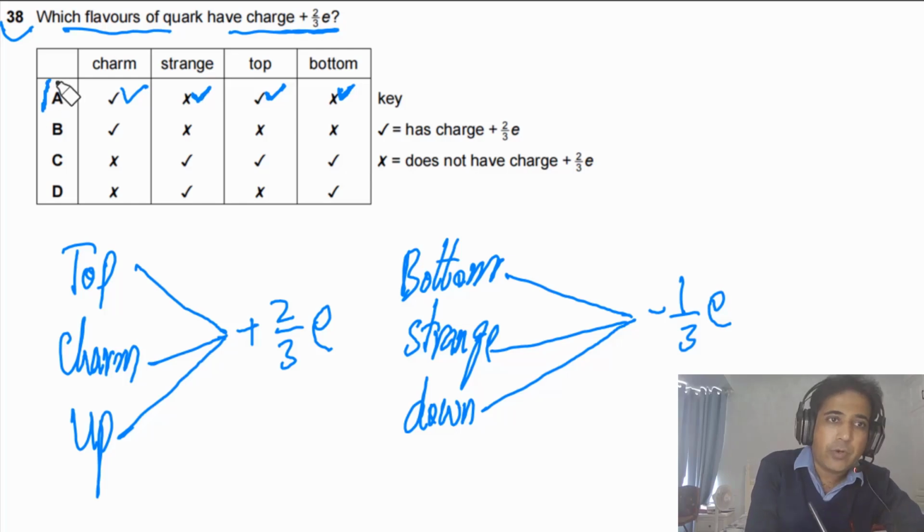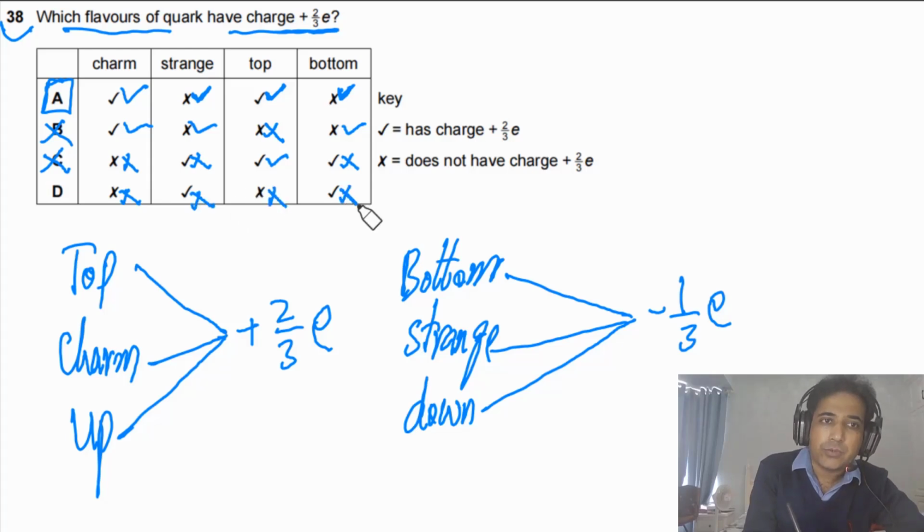So the answer for this question should be A. This one is right, this one is right, but this one is incorrect. This one is right, so this is not the answer. This one is incorrect, this one is incorrect, this one is correct, but this is incorrect. So this is also not the answer. This is incorrect, this one is incorrect, this one is also incorrect. So this is also not the answer. So this is the main concept you need to understand.